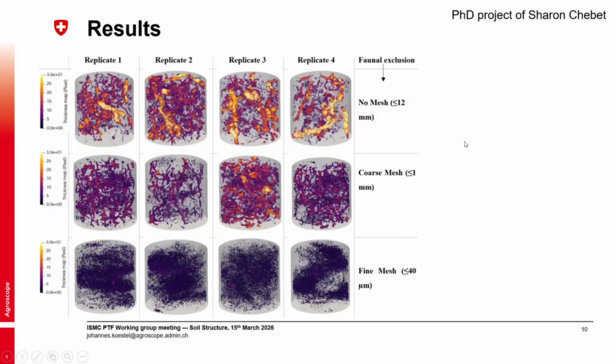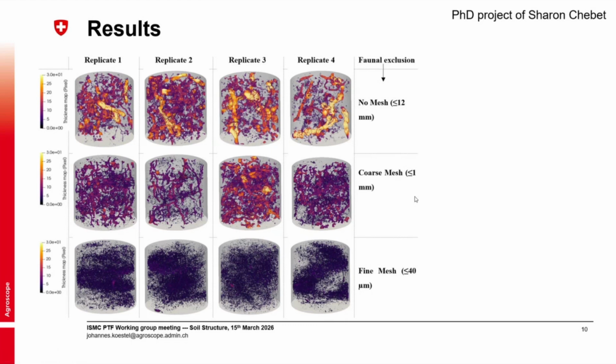So you can see the same thing in the 3D rendering, where now you see the pore space, and the pores are color-coded by diameter. So the brighter the colors, the larger the diameter. And you see, of course, if you don't apply any mesh, then you have the largest biopore diameters. And if you apply the fine mesh with a spacing of 40 micrometers, then you don't have any imaged biopores, and you basically have an interaggregate pore space.